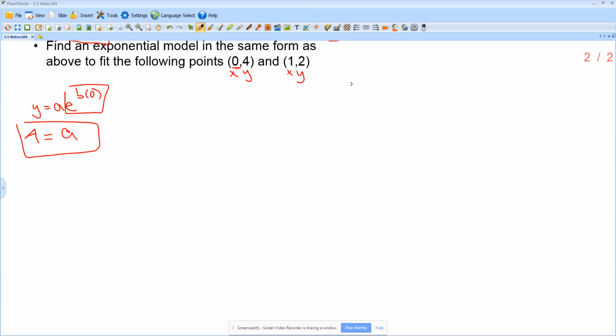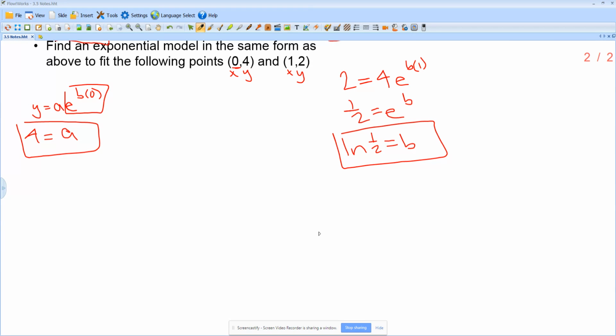Using that, I go and substitute in. So 2 equals, a is 4, e to the b times x is 1. That gives me 1/2 equals e to the b. So natural log of 1/2 equals b. And if I'm writing that equation, then I get y equals 4e to the x times natural log 1/2.